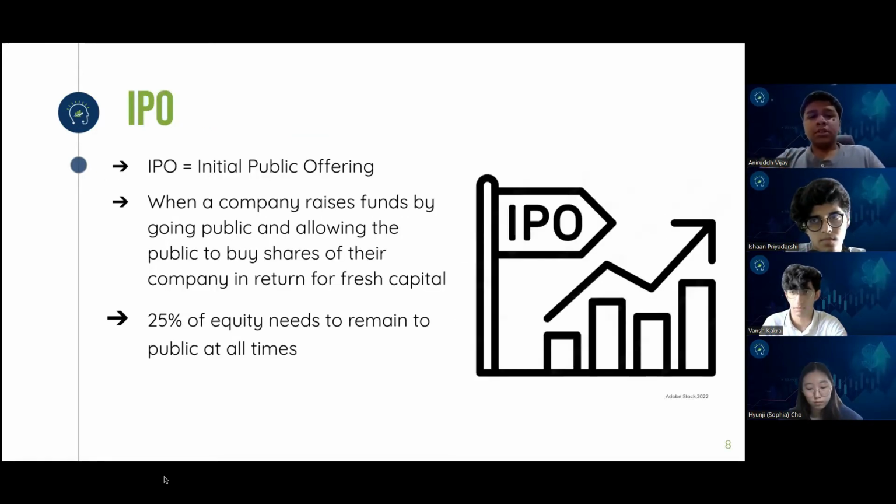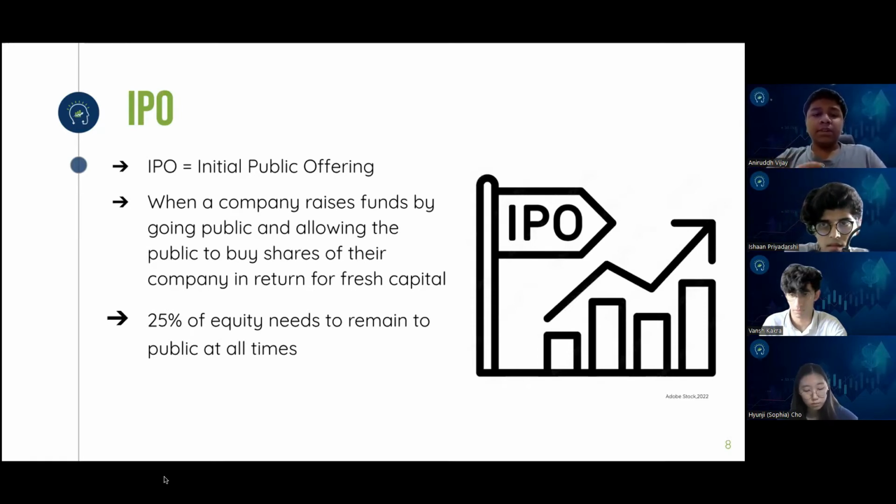Well, your choice is to do an IPO, also known as an initial public offering. This is a process by which a company can raise funds with the help of the general public. In this process, the company decides to offer their shares to the general public, like I said. But the general public has to buy the shares.